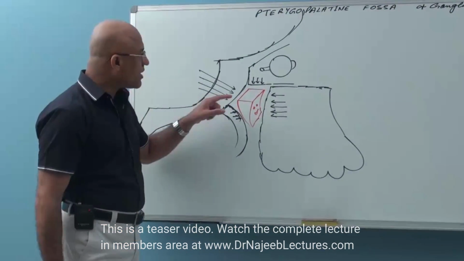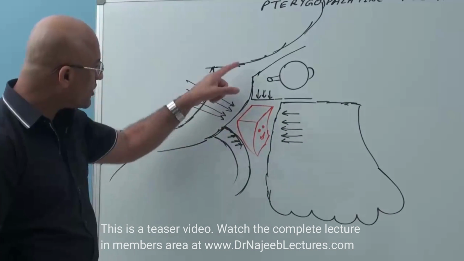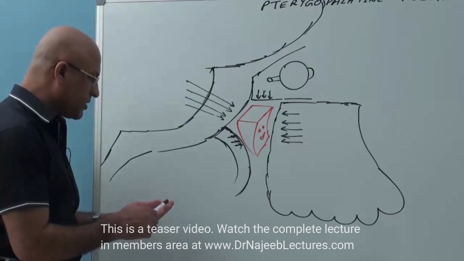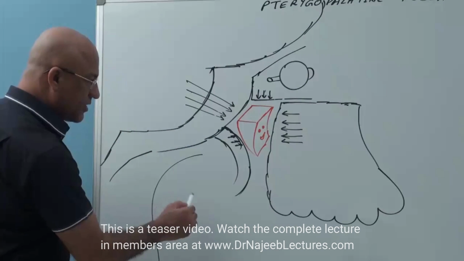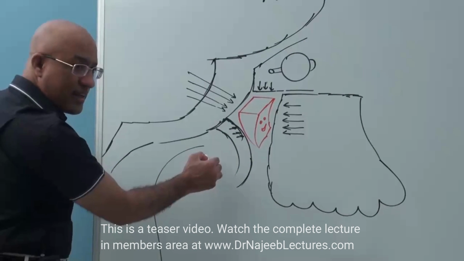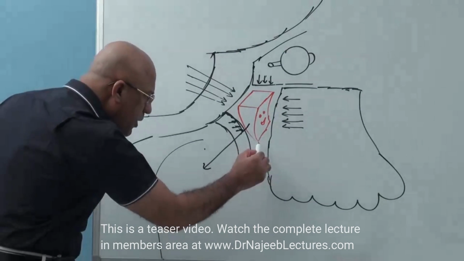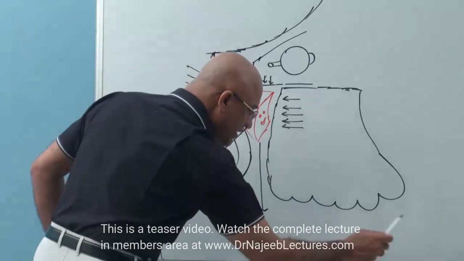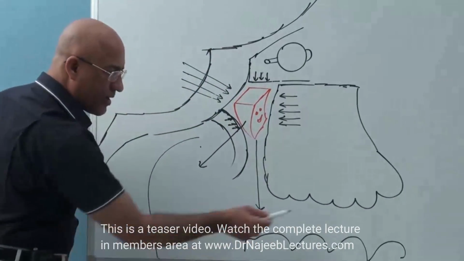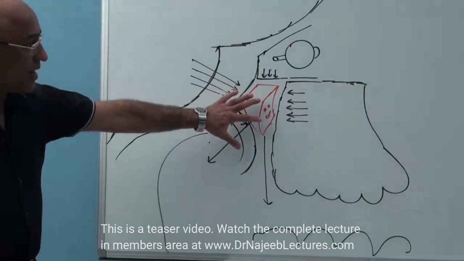Now you know its relationship with the orbit, with the maxilla, and with the middle cranial fossa, and of course here is your, yes, pharynx, nasopharynx. You know its relationship to the nasopharynx. Nasopharynx is postero-inferior. And if you go purely inferior, what is this? This is the oral cavity.